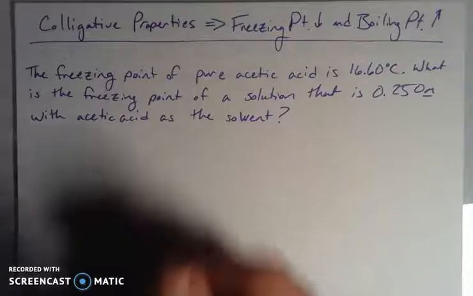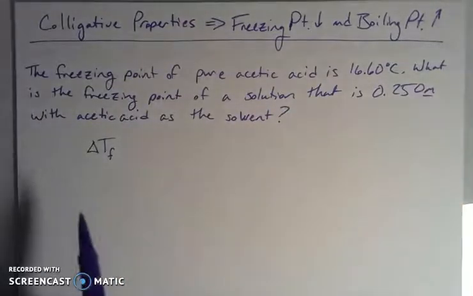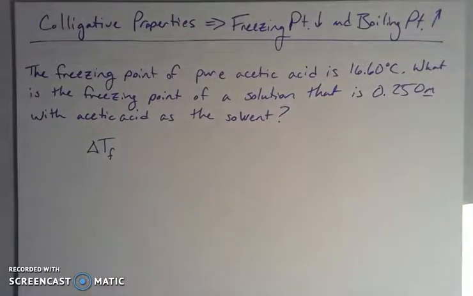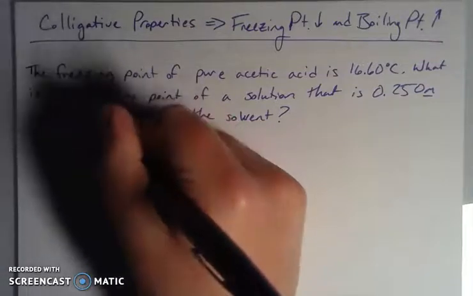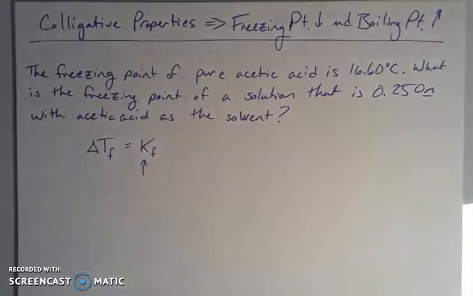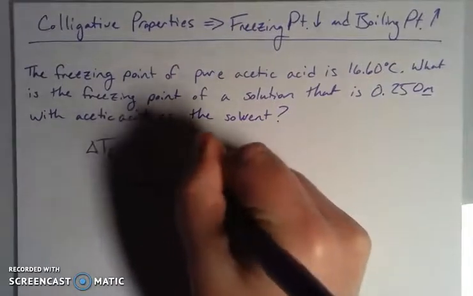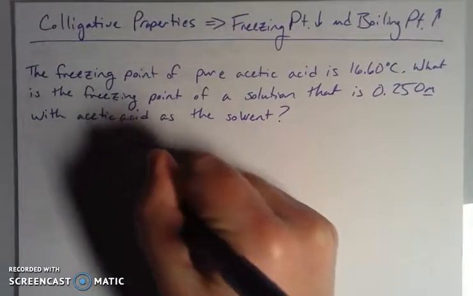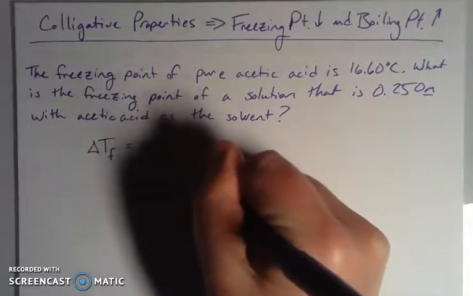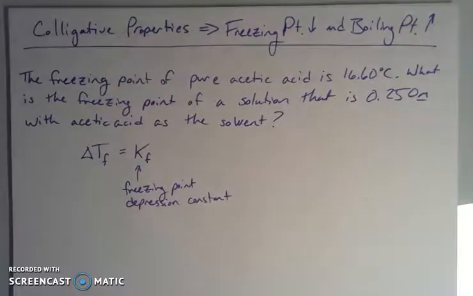What is the relationship? Well, the change in the freezing point is usually symbolically represented by a delta, right, as a change of the freezing temperature, and that's related by some constant. So this is just called the freezing point depression constant. And that constant is specific to the solvent. So if I had an aqueous solution, then water would be my solvent. That has a specific K value.